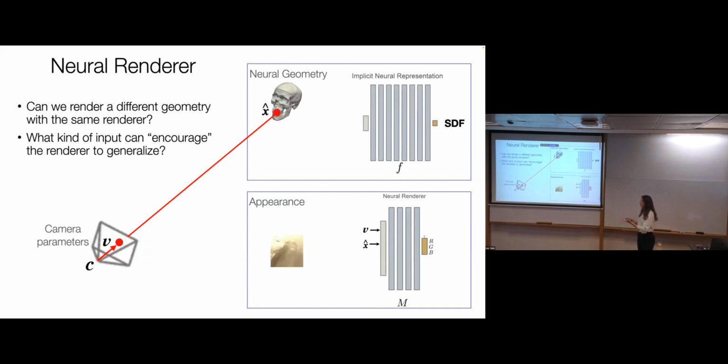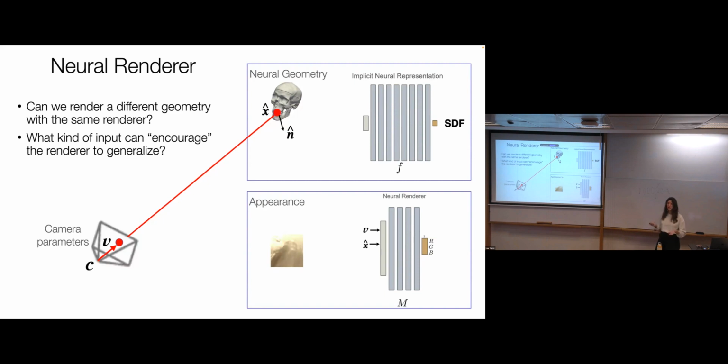Then it raises the question of what kind of inputs we want to give the neural renderer in order to generalize across the geometry. And what we're going to use is the normal. The normal is just the direction of the surface. I don't know if you covered this concept with Yariv, but it's just the normal direction from the surface to the outside.